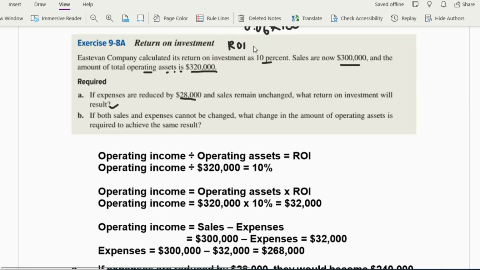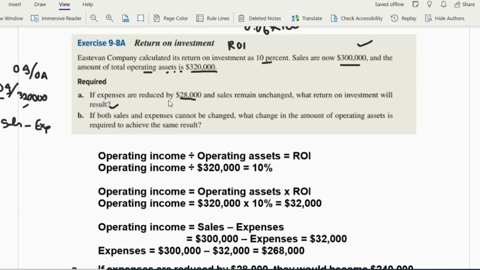Now in the question, they already told us the current return on investment, which is 10%, and how would they have calculated it? Operating income divided by operating assets. Operating assets are already given, they are 320,000, but operating income is not mentioned. Okay, instead of operating income we have sales given. We all know from our previous knowledge of financial accounting that operating income is equal to sales minus expenses, right? Operating expenses. So let's try to figure this out.